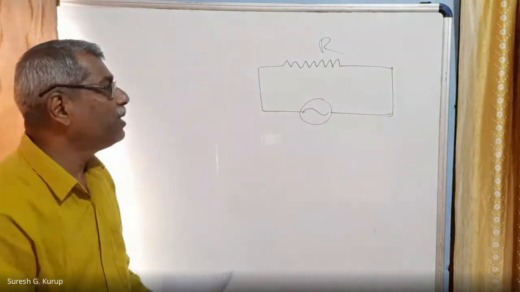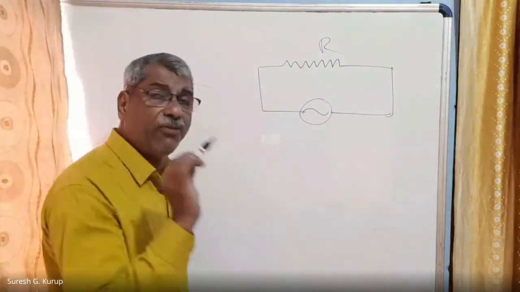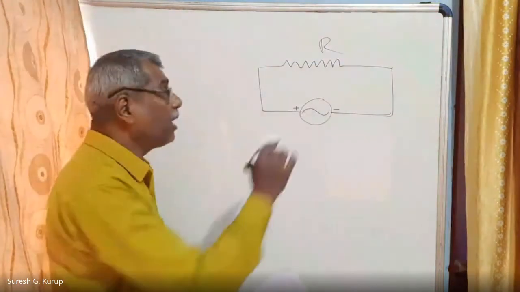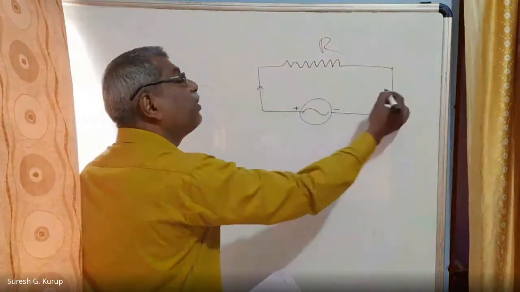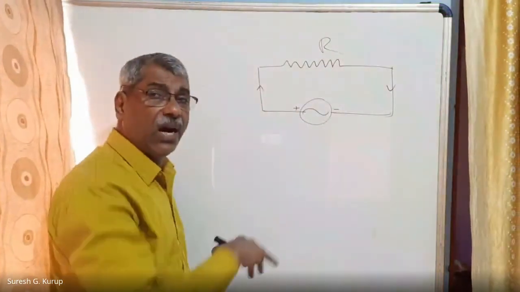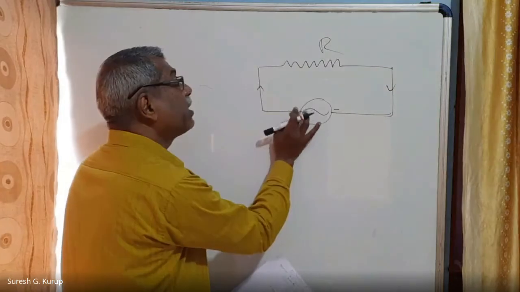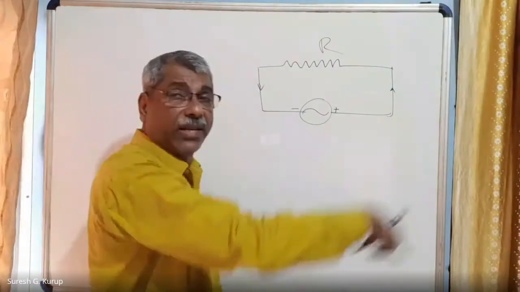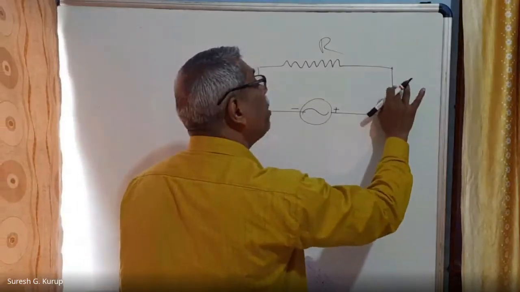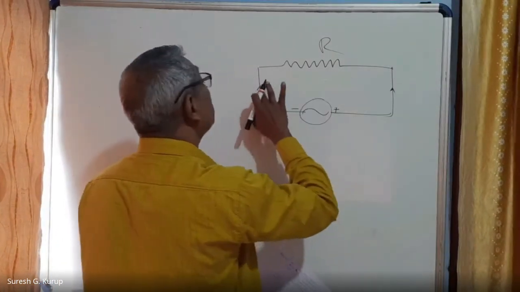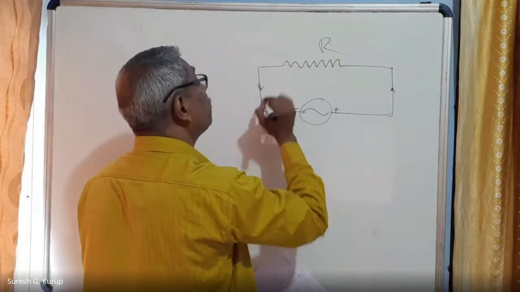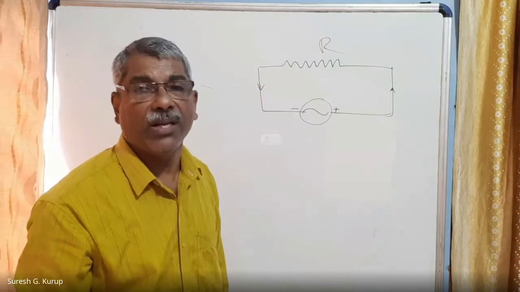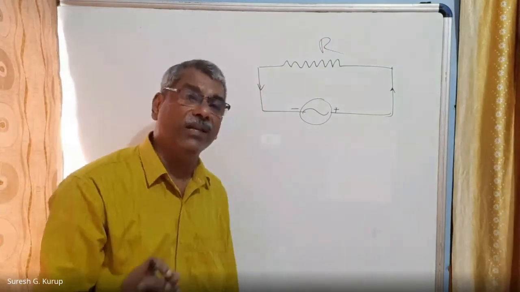This is the resistance. At any instant, in the first half cycle, this end is positive and this is negative, and current starts flowing in this direction. In the next half cycle, this becomes negative and this becomes positive. Current now flows in the opposite direction, right? So in a full cycle, in the first half cycle current flows in one direction, and in the next half cycle the current flows in the opposite direction. That is why this is called alternating current.